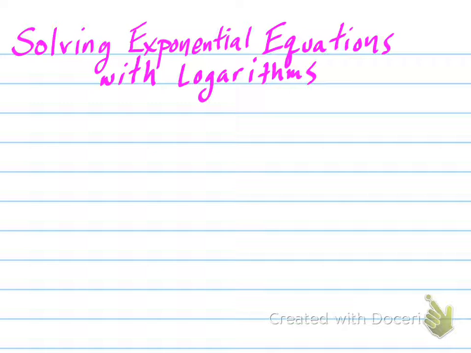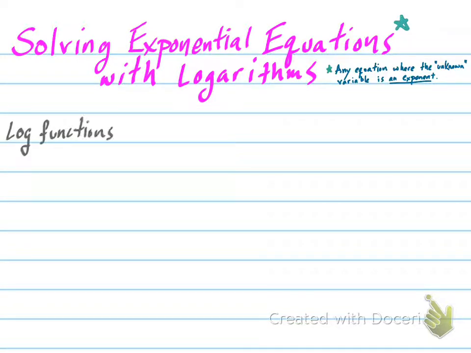Before we talk much about this, the first thing I want to say is that an exponential equation is any equation where the unknown variable that you're solving for is an exponent. So if you're solving an equation to figure out what the exponent of something is, that's when you'll use logarithms, and that's the only time you'll use them. You don't use logarithms in any other case for solving an equation, only when the variable you're solving for is actually an exponent, okay? And the reason for this is that log functions and exponential functions are inverses.